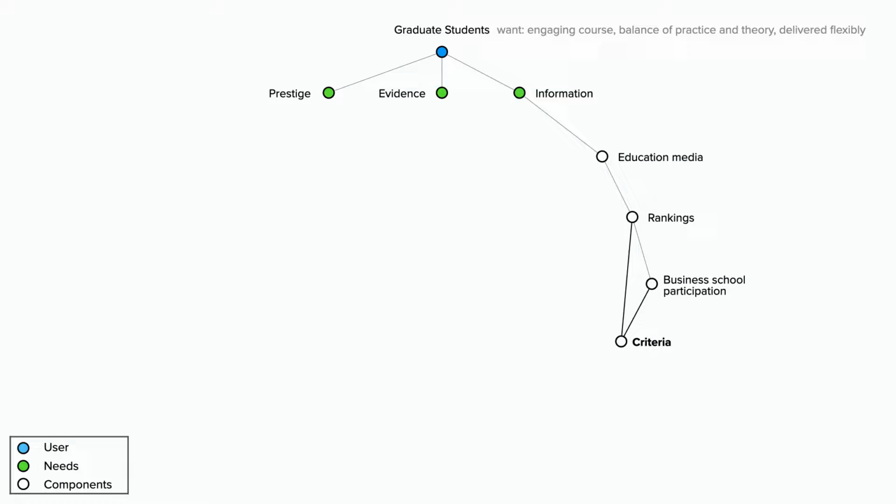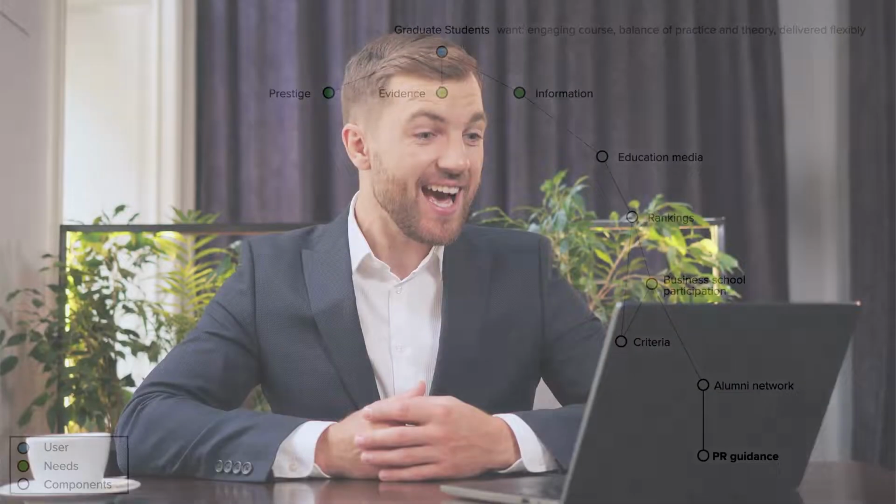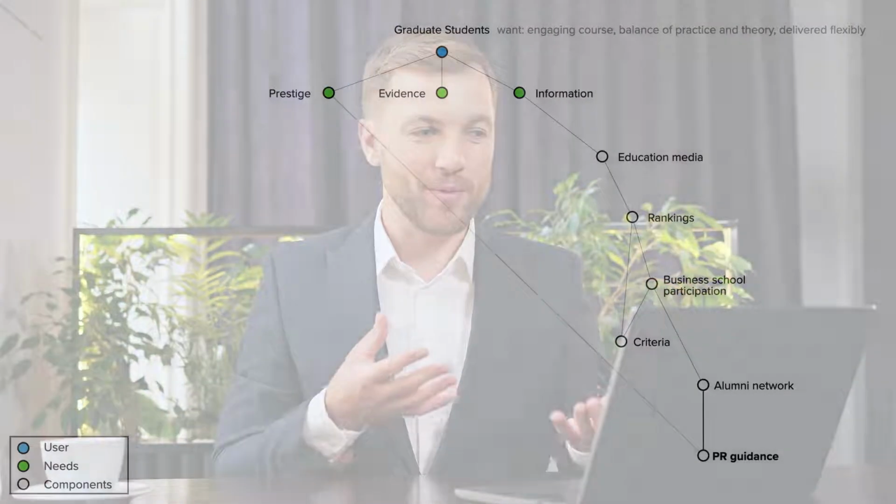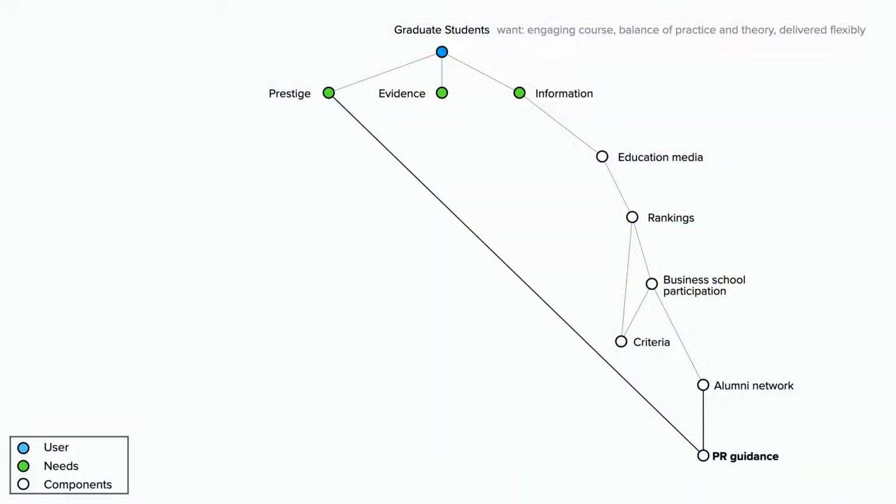And a smart business school like ours will recognize the importance of being high up in the rankings and will develop an active alumni network to ensure its graduates participate in these surveys. Some business schools may also provide a bit of PR guidance to their alumni, explaining the importance of positive responses for the prestige of their business school and the value of their degrees. Now we have our first partial value chain.